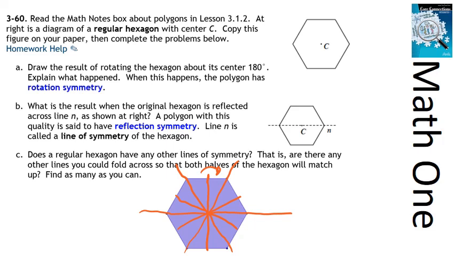And it says how many, find as many as you can. Well, if I'm starting here, I found 1, 2, 3, 4, 5, 6. Now, I will not count this one again because I already counted it over here. So it's just those 6. So I believe I have 6 lines of symmetry for a regular hexagon.